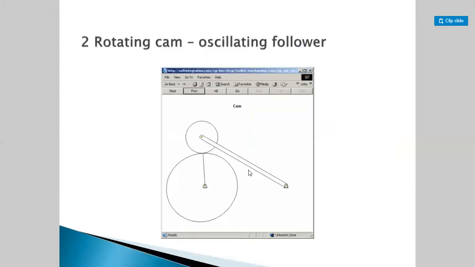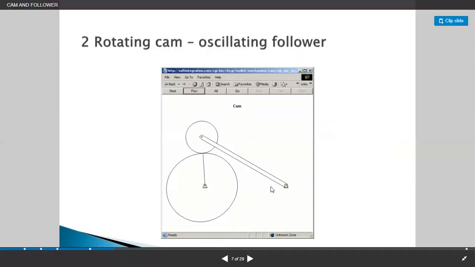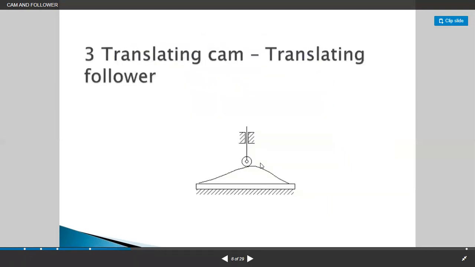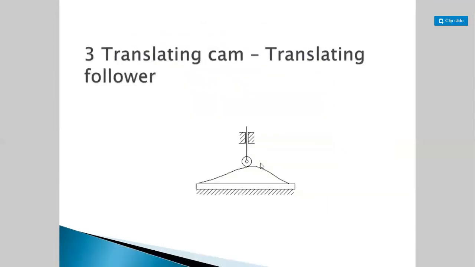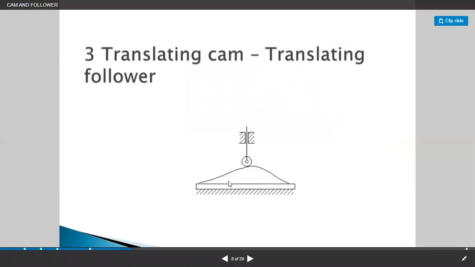Rotating cam and oscillating follower means the oscillating follower which is based on the cam is horizontal. Translating cam and translating follower means the cam is not a rotating disc, or a circular disc, it's a horizontal disc. The cam is a horizontal disc of uneven shape, and it has a reciprocating motion, so that the follower can also reciprocate in the vertical direction.